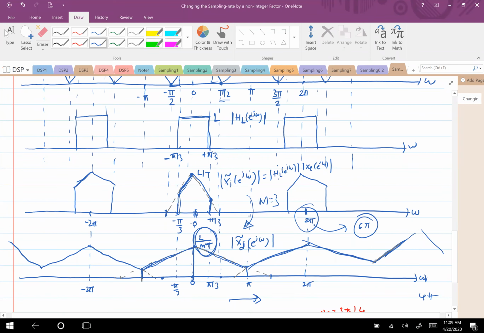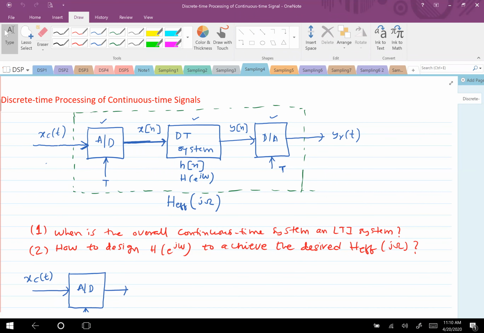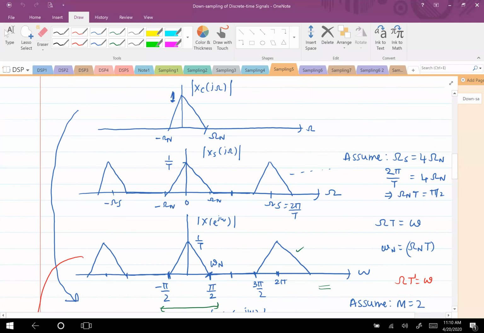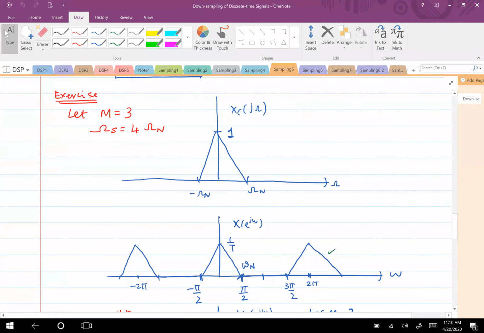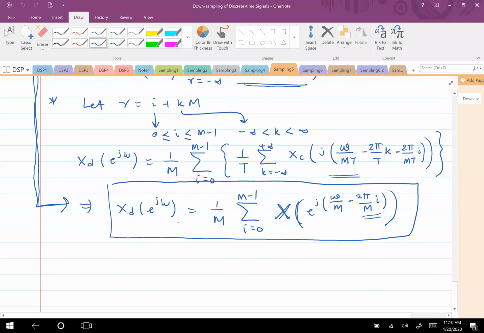Gautam, you had a question? Sir, can you just explain why we are getting those two copies in between? Okay. Let me go back to the downsampling of discrete time signal, if you recollect. Just see here the way we worked it out. This was the way we were doing it: X_D of e power j omega equals 1 by M into the sum over i varying from 0 to M minus 1 of X of e power j (omega by M minus 2 pi i by M).